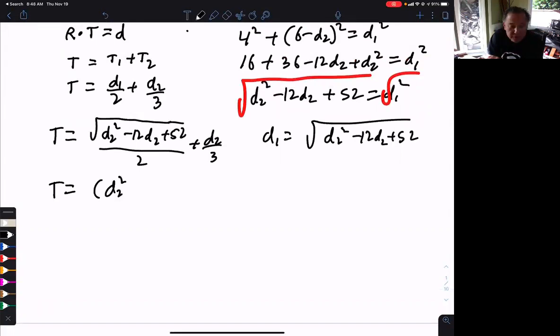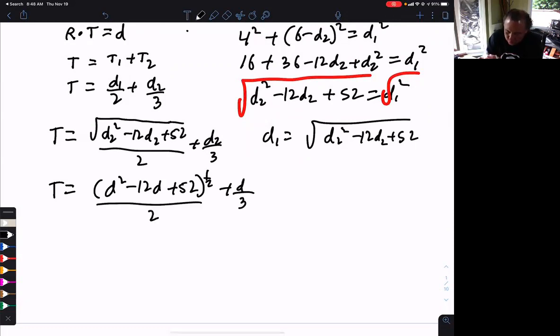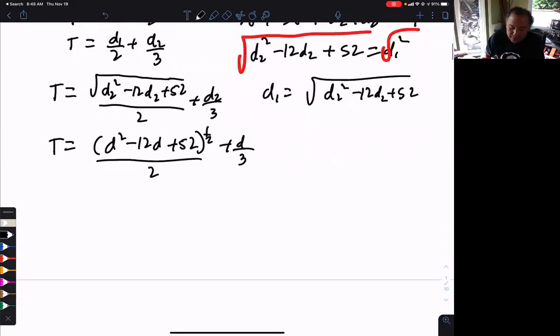You know what? Just for simplification reasons, I'm not going to write d2, so I don't have to put all these 2's in: minus 12d plus 52. I'm just being lazy. At this point, we're going to assume that d2 is d. So once we find d, it's going to be d2, and I'll give you more details on this. So let's take the derivative to find the critical points.